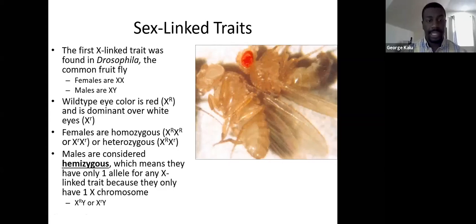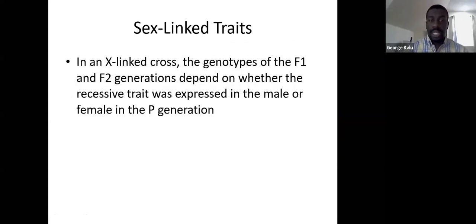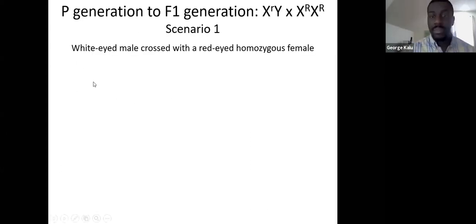So when we're doing these different sex-linked crosses, we're going to end up seeing different results for where the recessive trait shows up in our offspring, depending on where that recessive trait appeared in the parent generation. We'll do a few examples to explain what I mean by that. Essentially, when we're looking at the offspring, we're going to see different patterns of inheriting the recessive trait depending on where that recessive allele was found. So we're going to go ahead and do this example here.